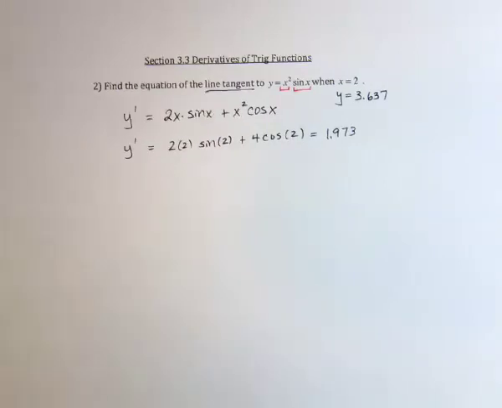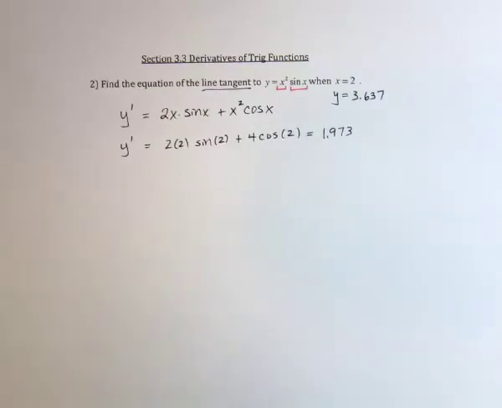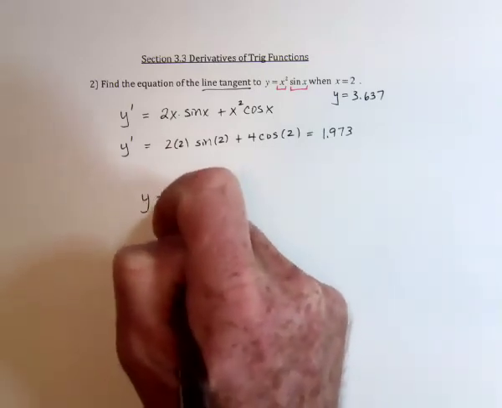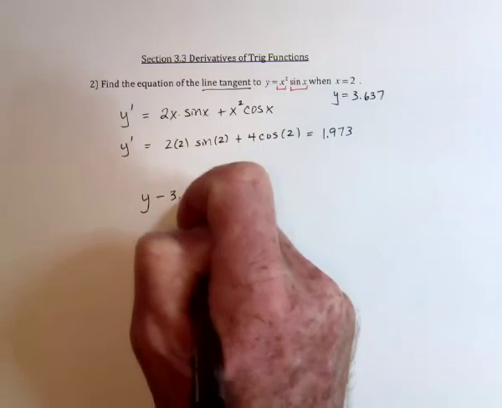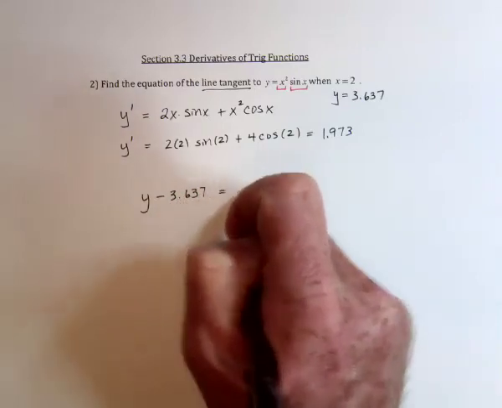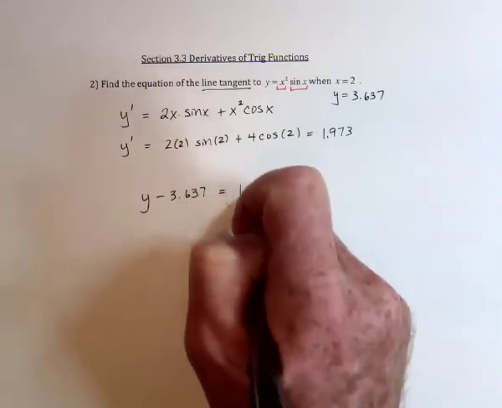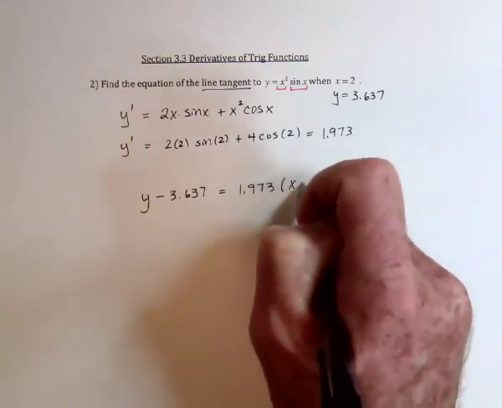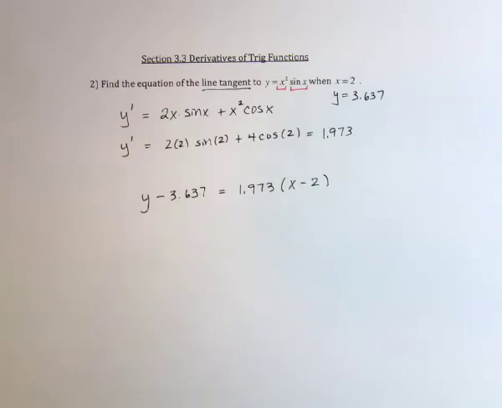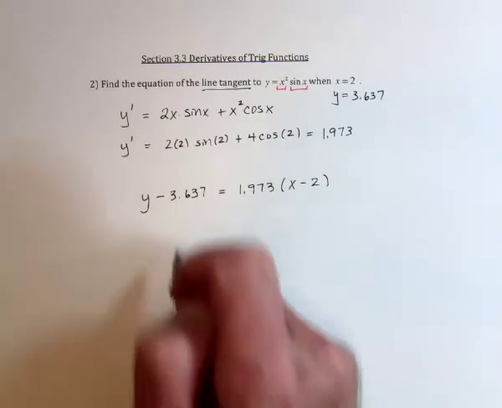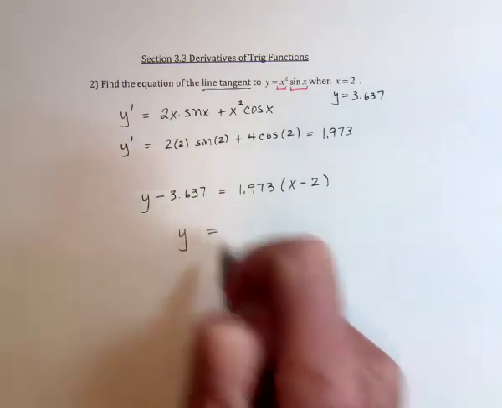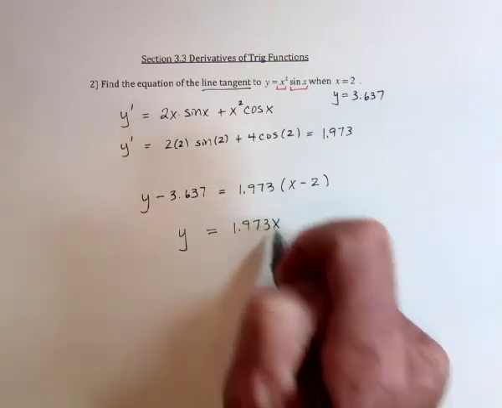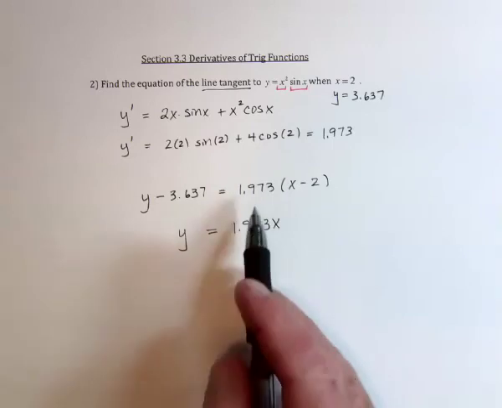Okay, then use the point slope formula, which is going to look like y minus the y value is equal to slope times x minus the x value. And then we need to do some algebra to clean it up, so that we've got y equals what? Well, 1.973 times x. So distribute this.